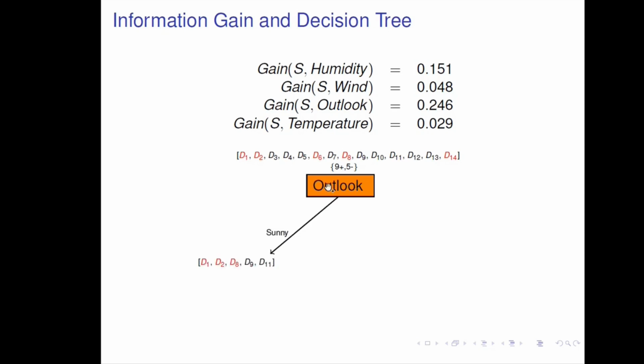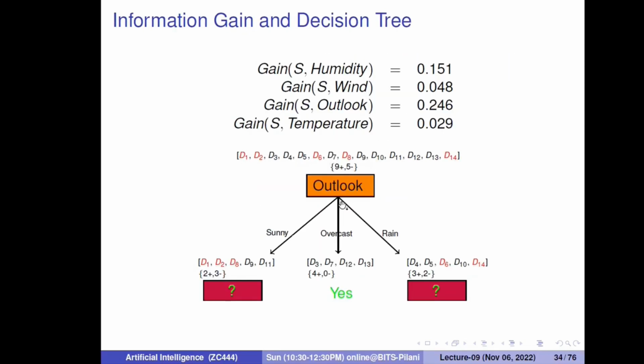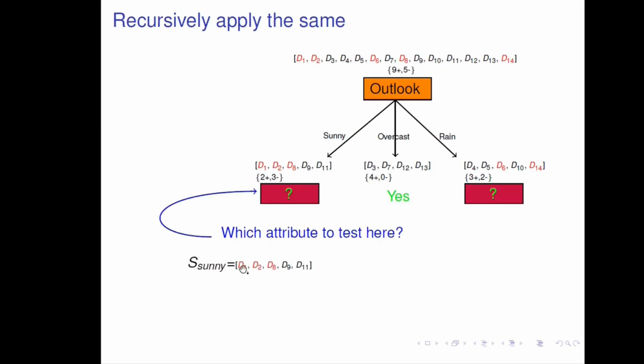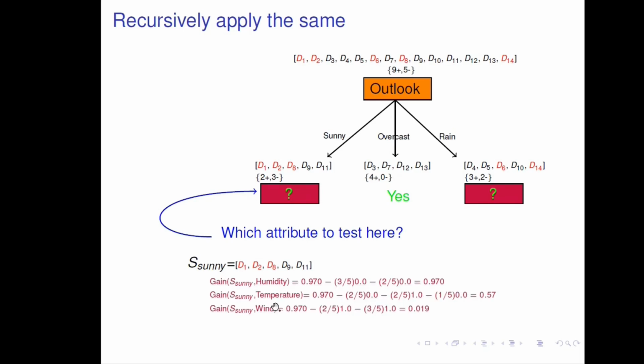After that, since you have taken outlook, you divide by its values: sunny, overcast, rain. With respect to them, you divide the database again into three parts, and with respect to each database you repeat the same process, and by this you are able to expand the tree. For example, here, if you want to find out which attribute to put, what are the attribute choices? Humidity, temperature, and wind, these are the three. Outlook has already been taken.